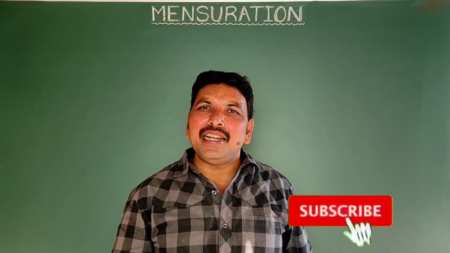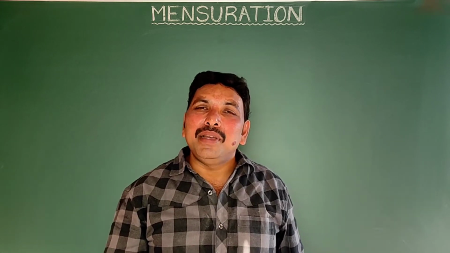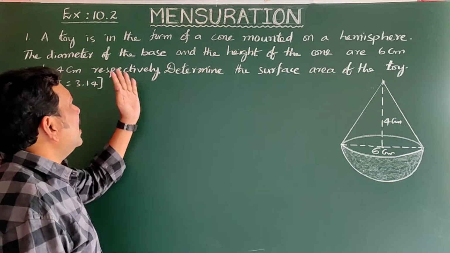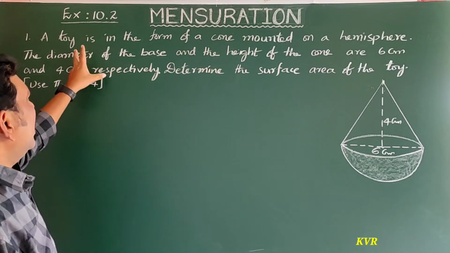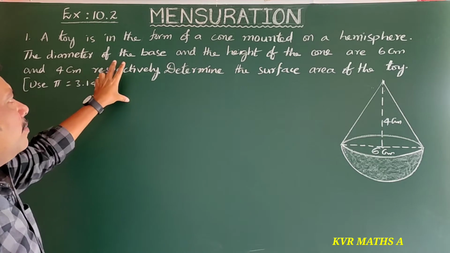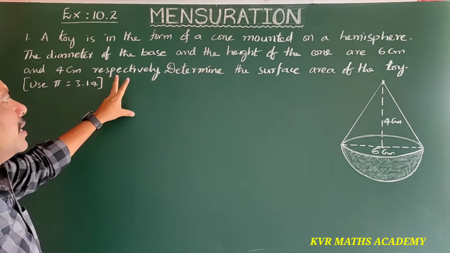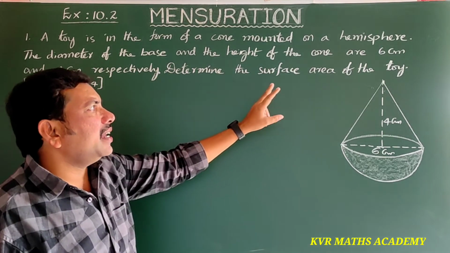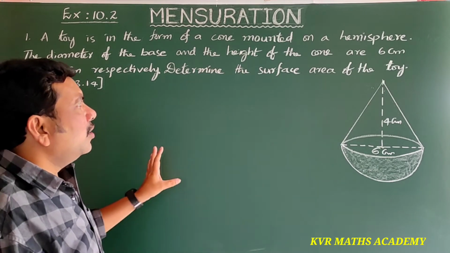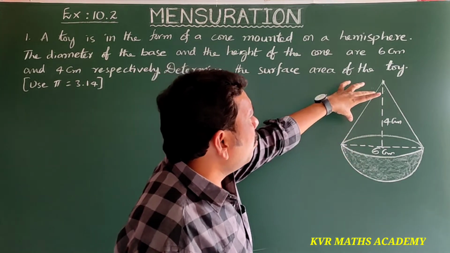Today in this video, let us discuss the first and second problems in exercise 10.2 in mensuration of 10th class mathematics. Okay, the first problem in exercise 10.2: a toy is in the form of a cone mounted on a hemisphere. The diameter of the base and height of the cone are 6 centimeters and 4 centimeters respectively. Determine the surface area of the toy. Use pi equal to 3.14.